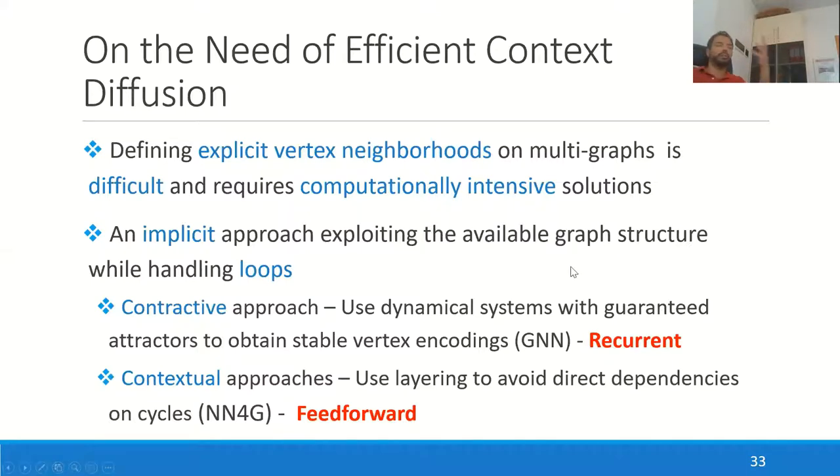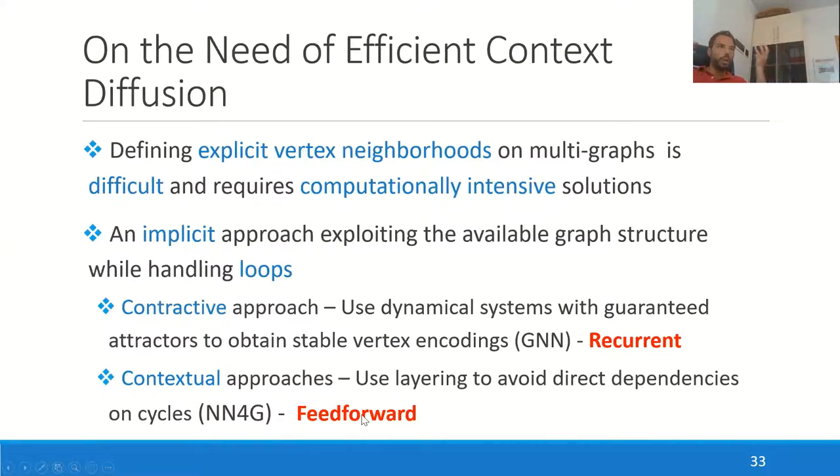I don't have time to get into these models, but it's interesting to look into those. We are going to be delving instead into contextual approaches, because these are the most common and most popular, and probably most flexible because they allow you to play with very many different concepts. And in this particular case, we don't really need guarantees of stable attractors because we are not taking a recurrent approach. Our network is going to be feed-forward.